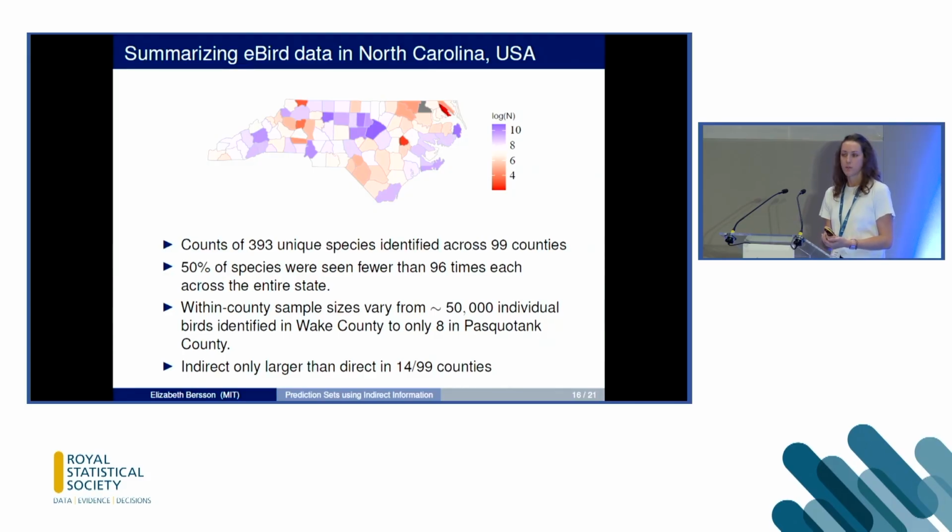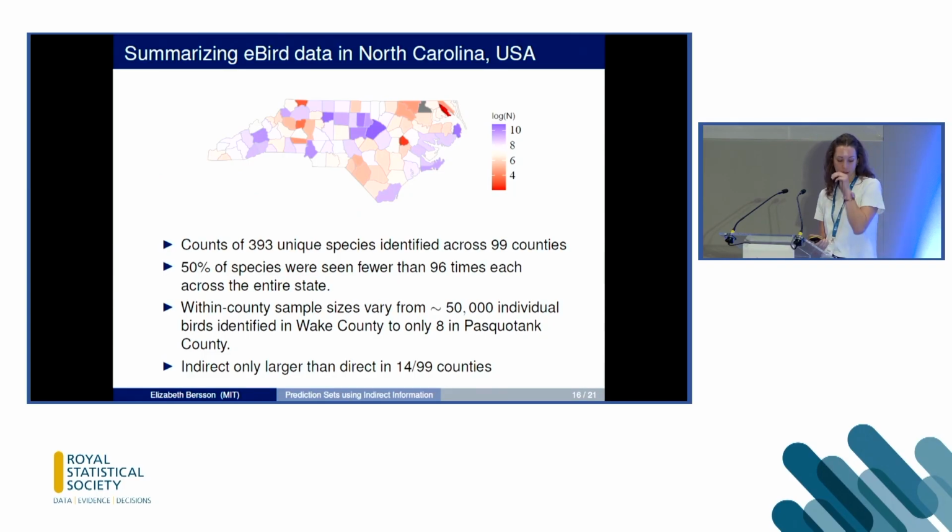We want to obtain a prediction set for each county to summarize the information at the county level and then compare across counties, ideally. So for each county, we obtain a direct prediction set, where we order the categories according to the empirical probability mass using data just from that county. We also obtain indirect prediction sets, where we sort the categories according to a posterior probability mass, where we estimate that concentration parameter using data in neighboring counties.